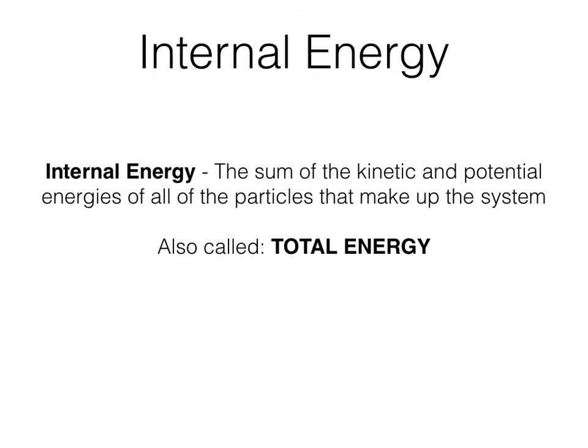So in chemistry, we really like to use the term internal energy. We tend not to separate the kinetic energy and the potential energy because oftentimes in chemical systems, we really only can get a measure of the total energy. And so the total energy, also known as the internal energy, is the sum of the kinetic and the potential energies. So our total energy or our internal energy is equal to our kinetic energy plus our potential energy.